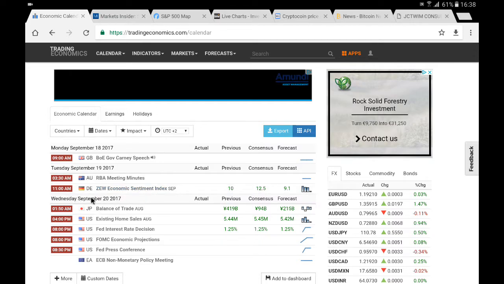And on Wednesday, September the 20th, we have in Japan the balance of trade from August, and we are expecting a surplus, since you know that Japan is an exporting country. And next in the US, we have existing home sales from August. Next, the Fed interest rate decision. The rate is gonna remain unchanged.